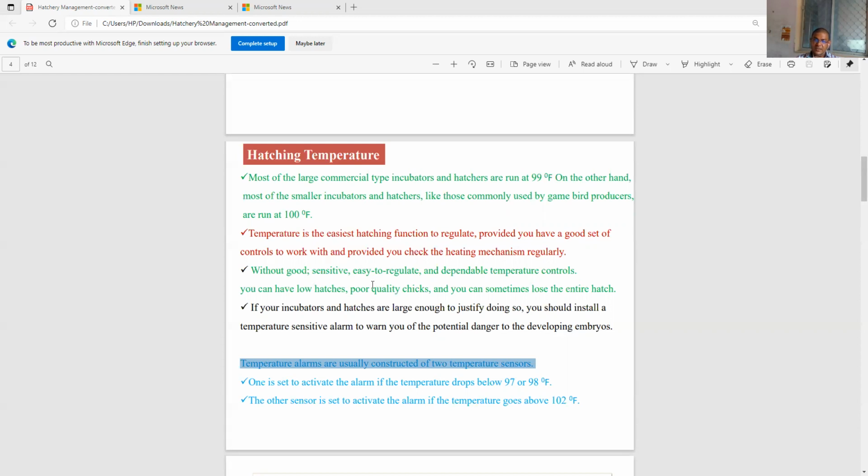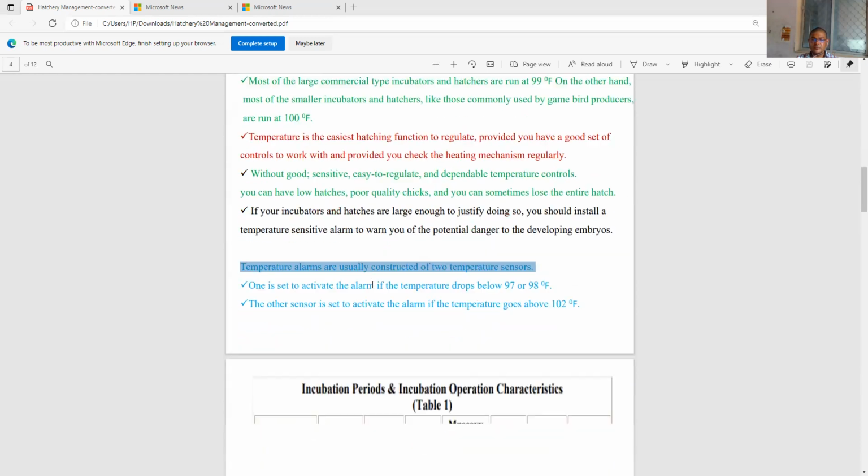Without good sensitivity, easy to regulate, and dependable temperature control, you can have low hatches, poor quality chicks, and you can sometimes lose the entire hatch. If your incubators and hatchers are large enough to justify doing so, you should install a temperature sensitivity alarm to ward off the potential danger to the developing embryo.